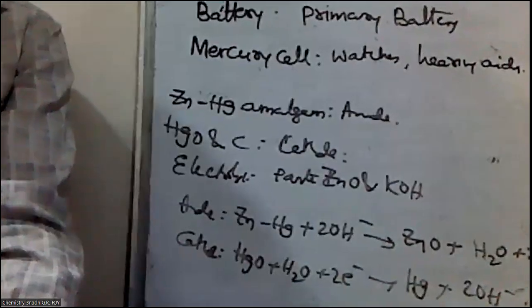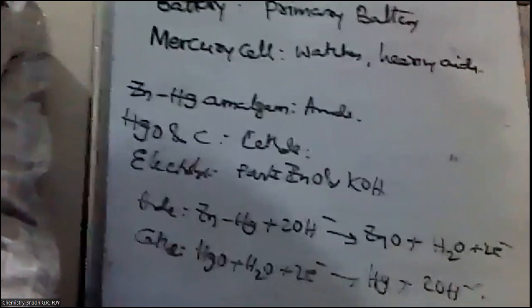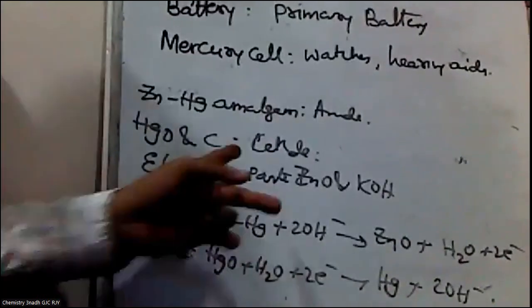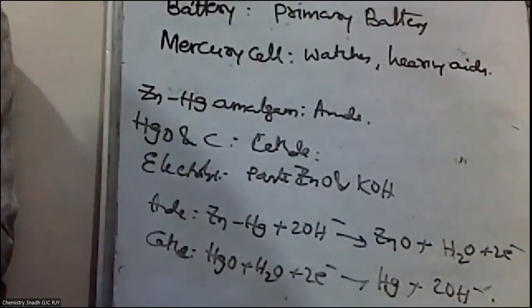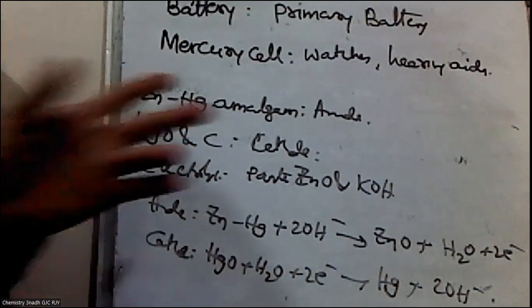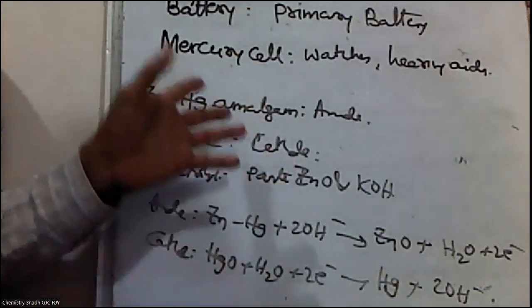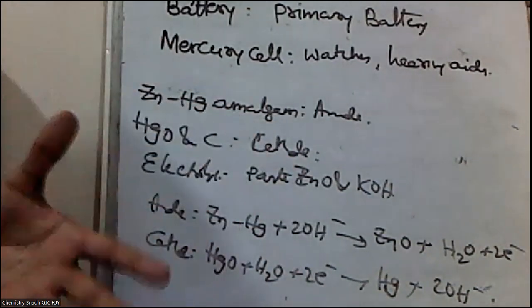The reactions occurring at anode and cathode are like this. Maybe in any kind of objective exam, they may be asked what is the cathode and what is the anode in a dry cell or mercury cell.